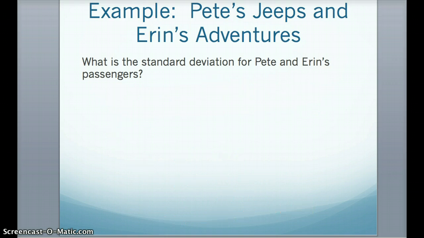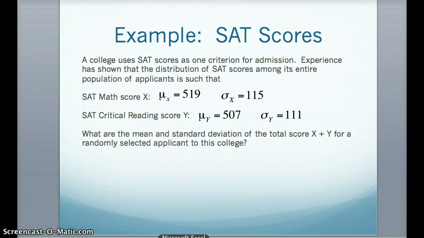Okay. And so a quick example. A college uses SAT scores as one criteria for admission. Experience has shown that the distribution of SAT scores among its entire population of applicants is such that the following. So what are the mean and standard deviations of the total score X plus Y for a randomly selected applicant to this college?